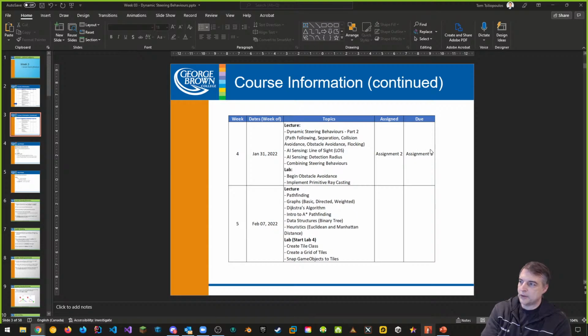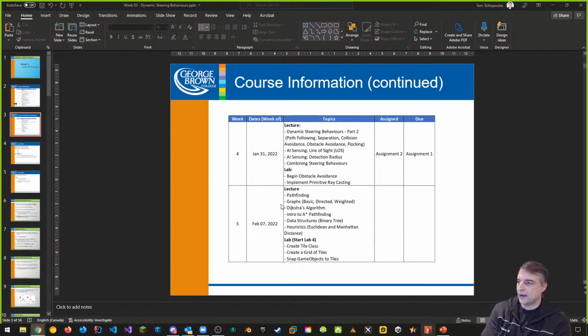All right, so just to look ahead, week 4 is coming up. Next week, assignment 1 will be due at the end of the week, and assignment 2 will be assigned. And then, of course, there'll be a lab that we're going to be working on. Lab 3 is going to be beginning obstacle avoidance and implementing primitive raycasting. This lab is critical to you getting your assignment 1 completed properly and meeting the obstacle avoidance requirements in your assignment 1. I mean, all the labs are critical because they're all worth 4%, but this one is super critical because without it, you won't be able to really understand obstacle avoidance and how to do it. All right, so that's happening next week.